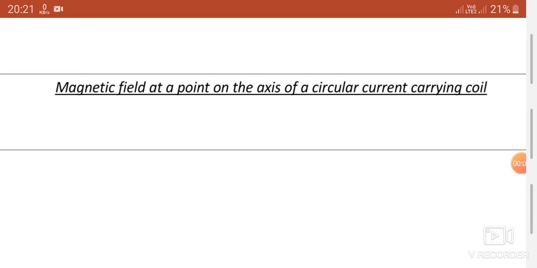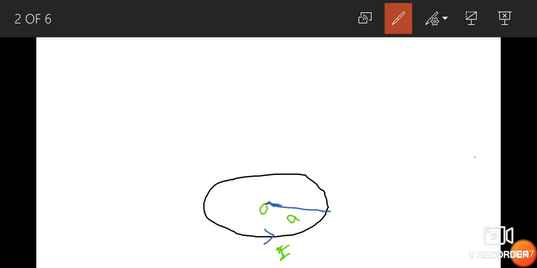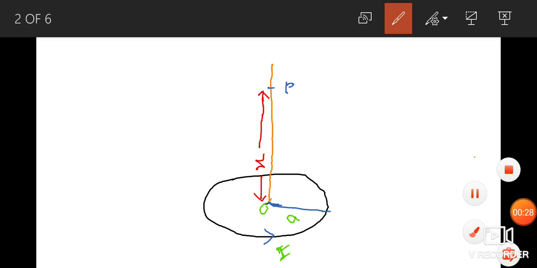Let us study the magnetic field at a point on the axis of a circular current carrying coil. Let's consider a circular coil of radius a and center at O. Current I is flowing through the coil in anticlockwise direction. And P is a point situated on the axis of the conductor at a distance x from the center O.